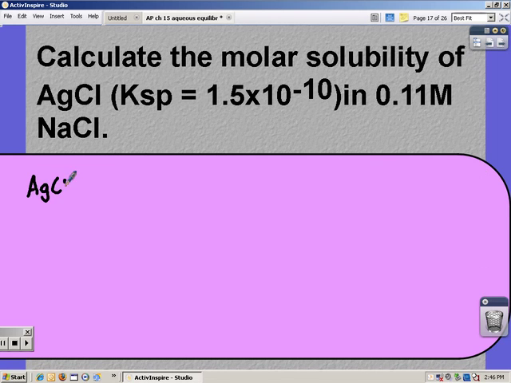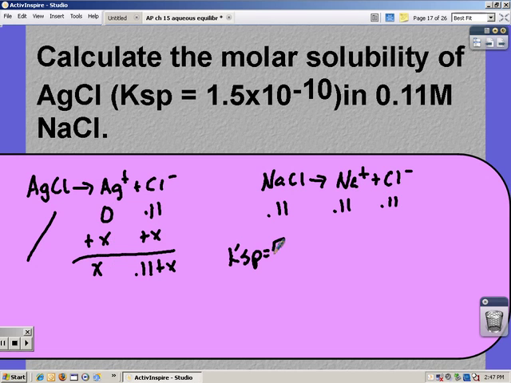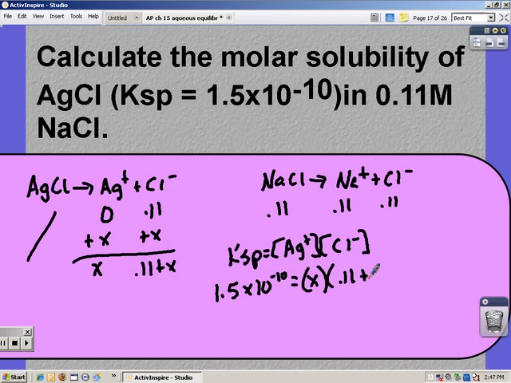So silver chloride breaks up into silver and chloride, 1 silver and 1 chloride. Sodium chloride breaks up 1 to 1. So if I have 0.11 sodium, I have 0.11 sodium and 0.11 chloride. So we have plus X and plus X. Write the KSP expression. Ignore the plus X, and you get X is equal to 1.36 times 10 to the negative 9th.